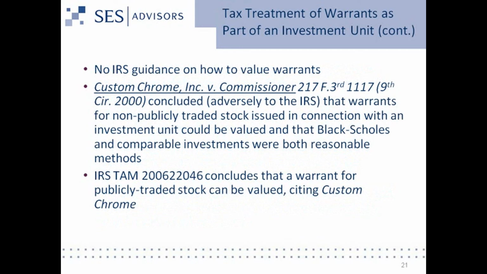There is a leading case, a Ninth Circuit case called Custom Chrome, which concluded that warrants for non-publicly traded stock are readily valuable, and that Black-Scholes and comparable investments were both reasonable methods. And the IRS did issue a technical advice memorandum about 6-7 years ago that said a warrant for publicly traded stock could be valued, citing Custom Chrome. I've never seen any IRS contest or anything in the literature that would suggest that one can't value a warrant for tax purposes, assuming one uses a reasonable method. Have not seen this come up at all in audit terms.